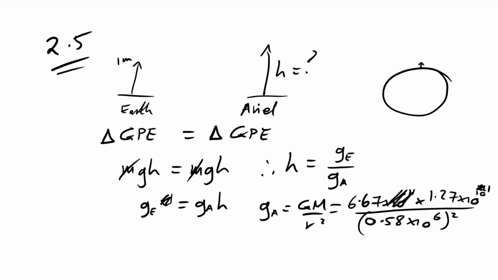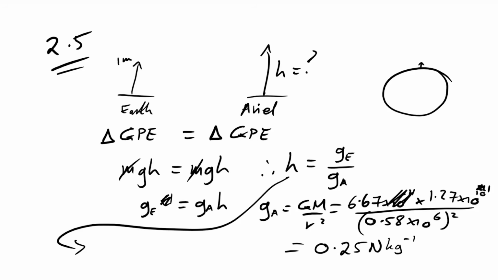Could tidy up the times 10 to the 6 to make it 12 and then divide, but I'm not going to do that. So I end up with a gravitational field strength of 0.25 meters per second squared, or newtons per kilogram, same thing. And so therefore, I want to know what this height reached is. So the height is going to be equal to 9.81, let's go with that, divided by 0.25. So basically it's 4 times bigger. So no, it's definitely not going to happen, is it?